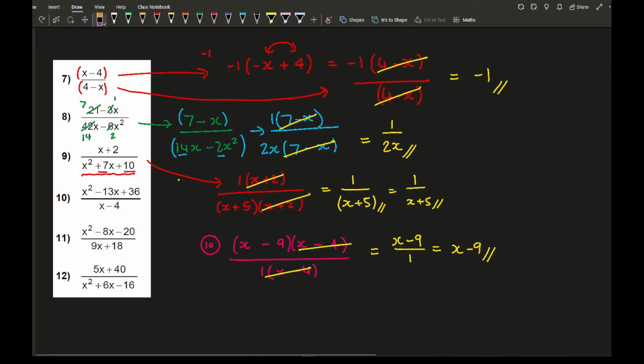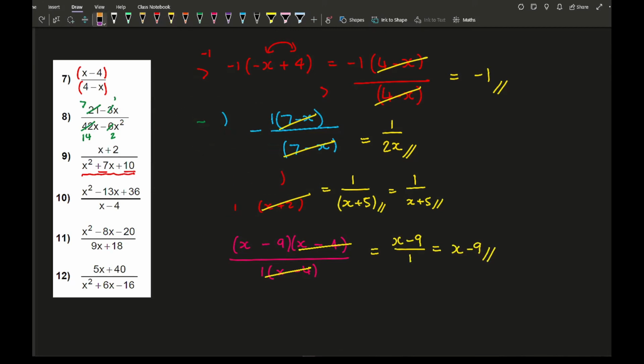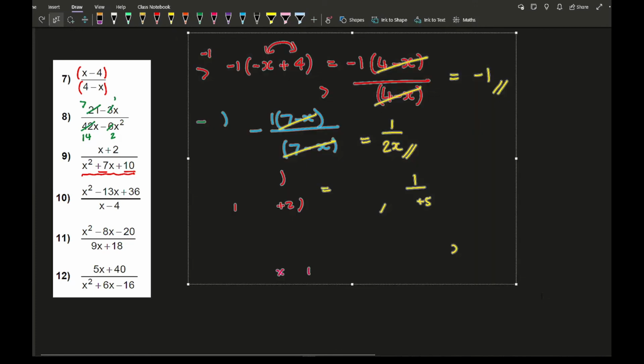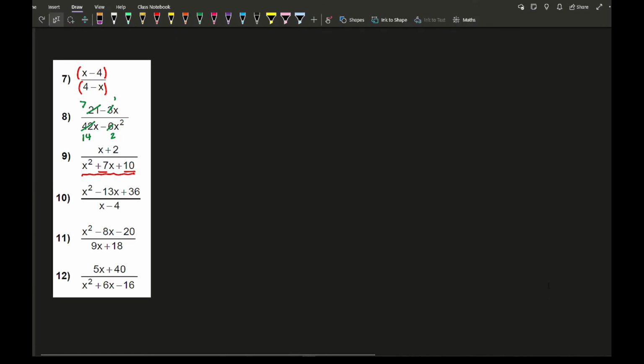So then if we just have a look at question 11, let me just get rid of all of this. Looking at question 11, again, I can't just simply cancel things off because not everything's got a number, not everything's got a letter. So looking at the top, I've got to think of 2 numbers that multiply together to give me 20 and added together give me 8, and that's going to be 10 and 2.